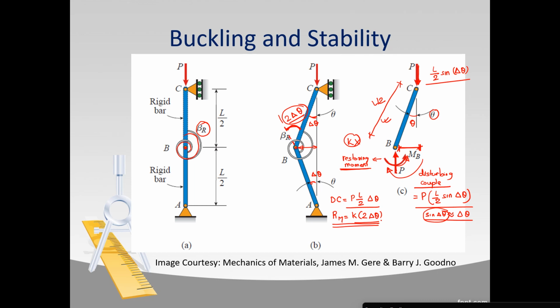Now let us suppose that this disturbing couple and our restoring moment are in equilibrium for this small displacement that we have given, so that now what you can write is P L by 2 delta theta is equal to K into 2 delta theta. This delta theta will be cancelled and you will get the value of P as 4K over L.